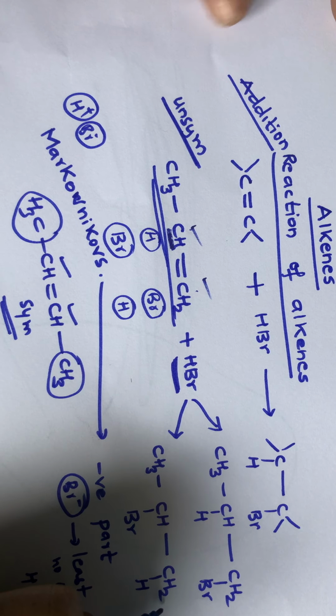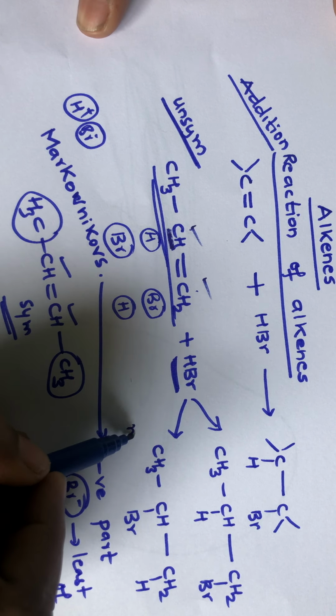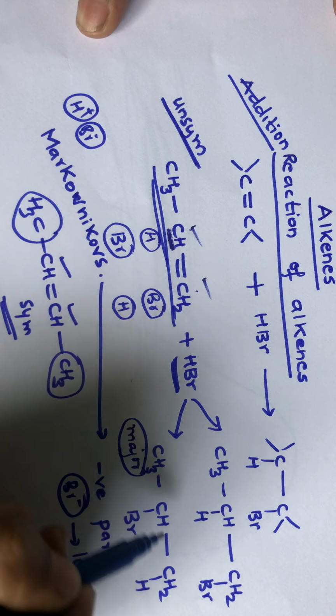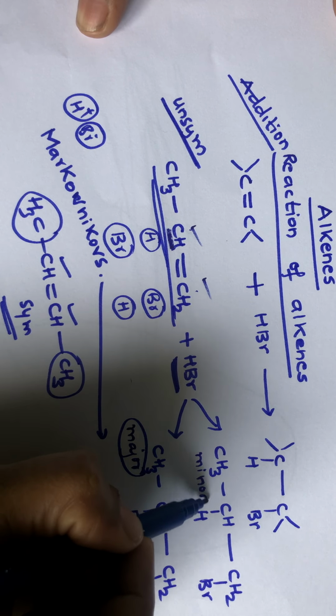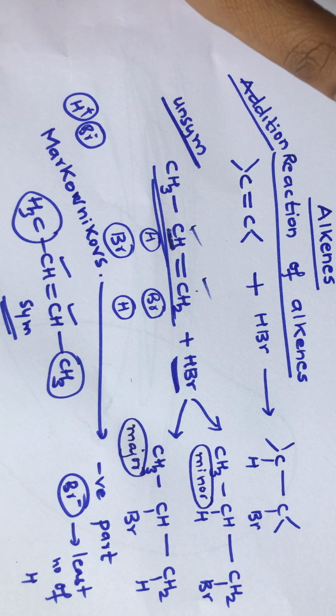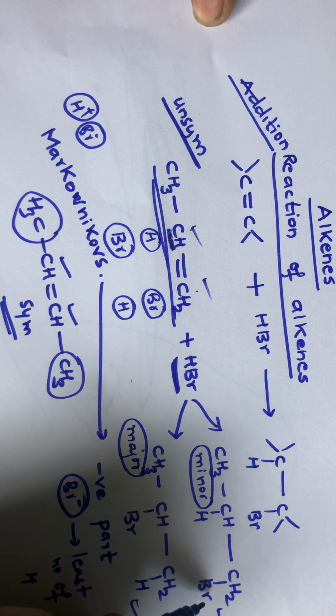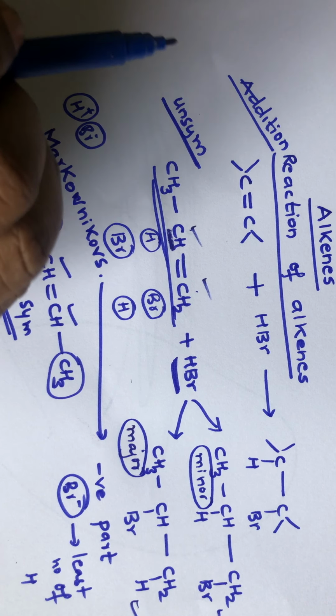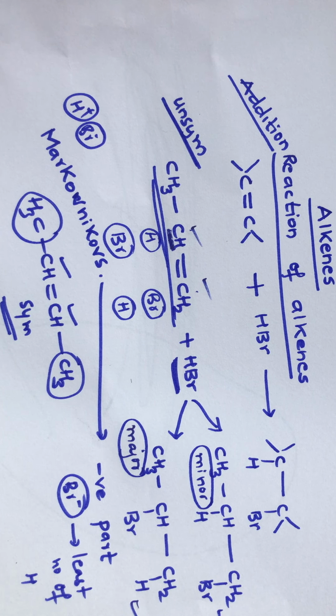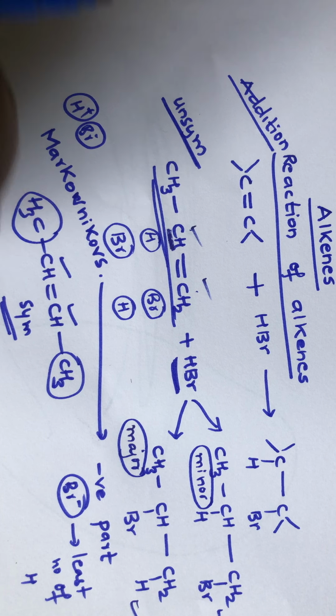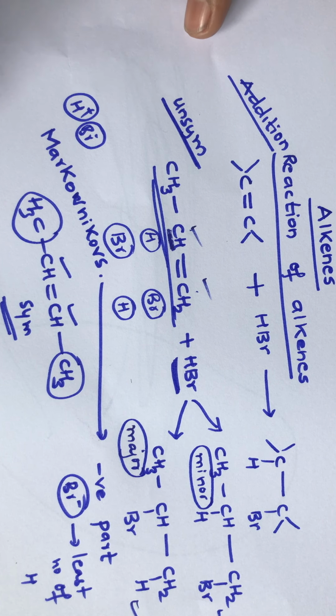So this will be the major product, and this will be the minor product. That is what he says. This is called a Markovnikov product. The minor product is generally referred to as the anti-Markovnikov product. So whenever an unsymmetrical reagent attacks an unsymmetrical alkene, the negative part of the reagent will attack the carbon containing the least number of hydrogen atoms.